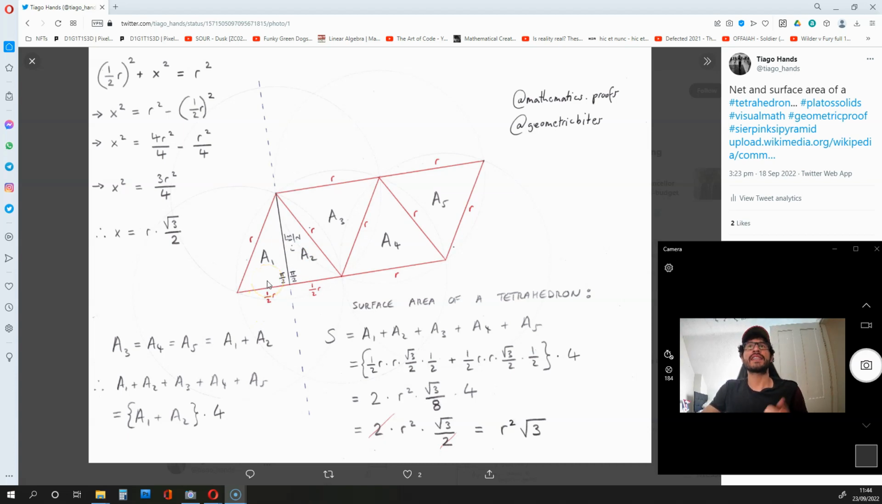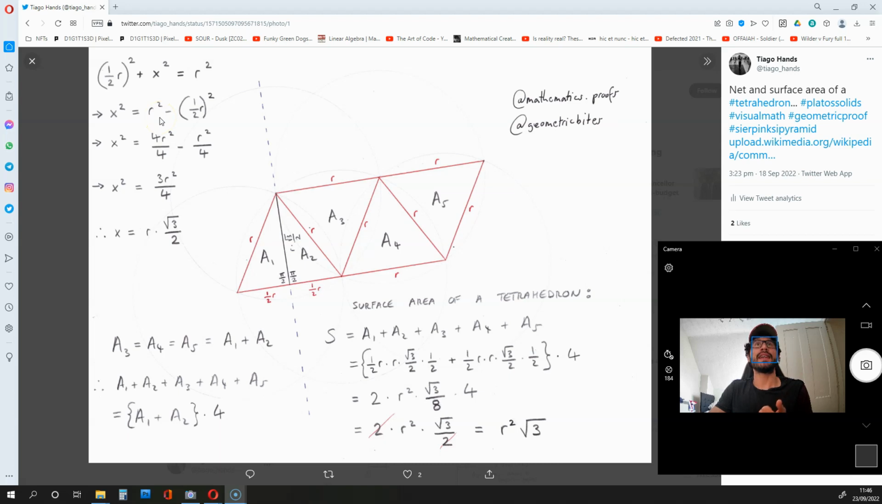A1 is a right-angled triangle, so we can write half r squared plus x squared is equal to r squared. If we isolate x in this equation, we can find its value. So let's subtract half r squared from the left-hand side of the equation. If we do that, we are left with this over here.